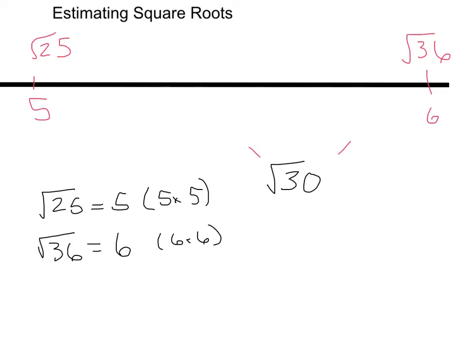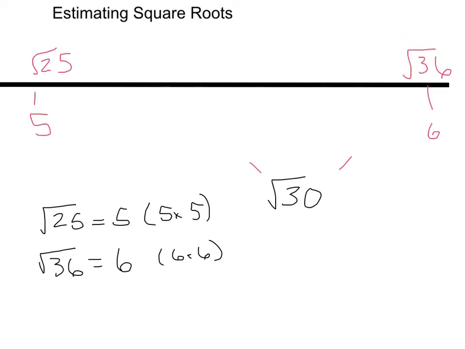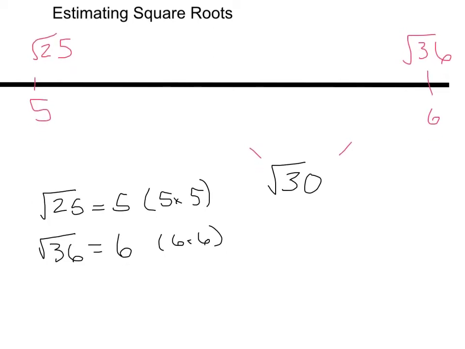Now I need to find out what's in the middle of both the top and bottom of our number line. So what's in between 5 and 6? Think of your ruler. Halfway between 5 and 6 is 5.5. Well, what's halfway between 25 and 36? So I'm looking for the number under the root here.